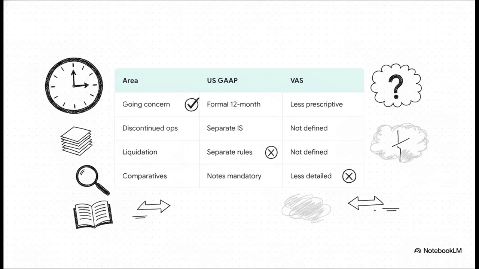Look at discontinued operations. US GAAP demands a strict strategic shift test and separate income statement presentation. Under VAS, that's not even a defined concept. A disposal might not trigger separate presentation at all. It's the same story with the liquidation basis. US GAAP has a whole separate framework, which VAS just doesn't separately define. And while both require comparative periods, US GAAP is extremely strict about detailed reclassification notes.